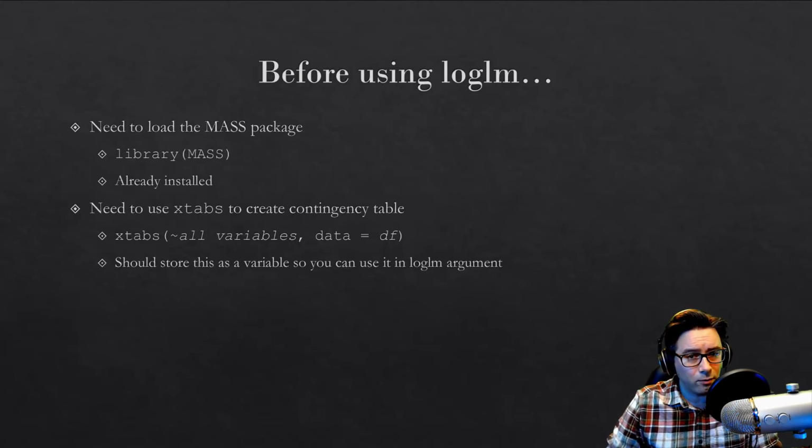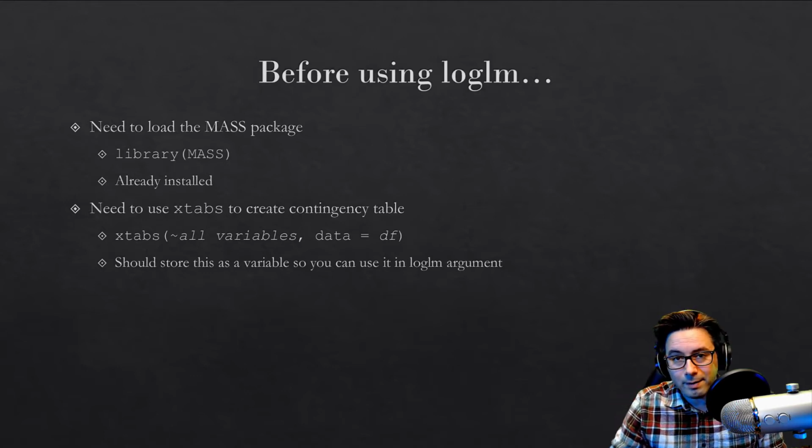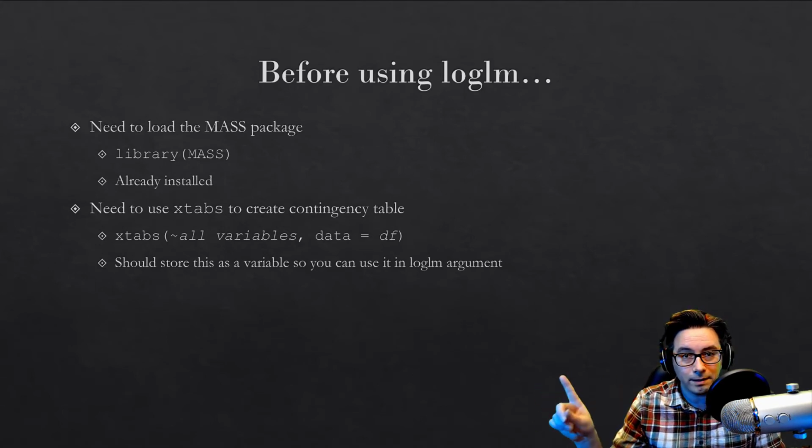A couple of things before we get into it. In order to use the loglm method, the one that we're using for creating these models, we need the library MASS. We need to load the MASS package. What's weird about the MASS package is that we don't have to install it. It's already there. We just have to load it. So you just say library(MASS) and it's good. That's it. You don't have to install it. It's there.